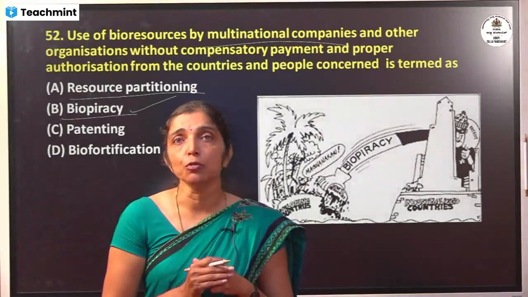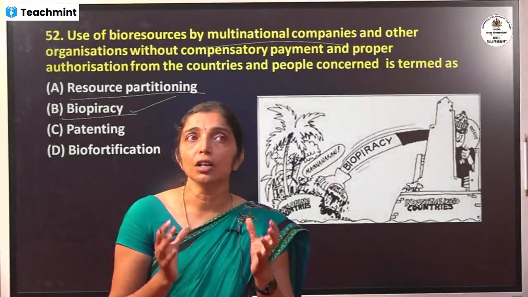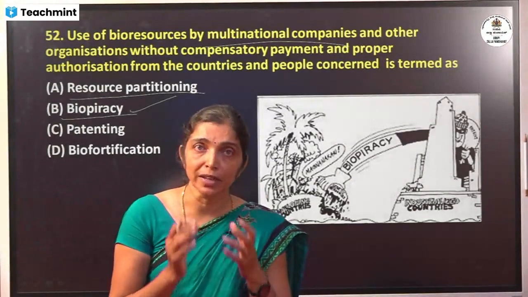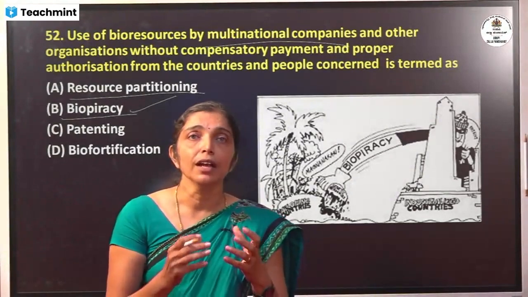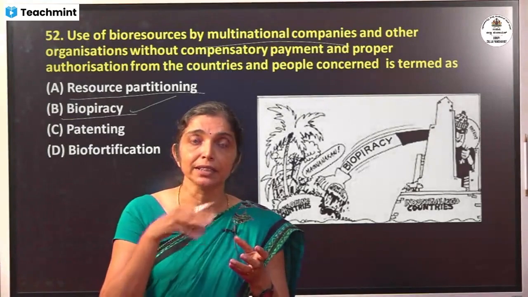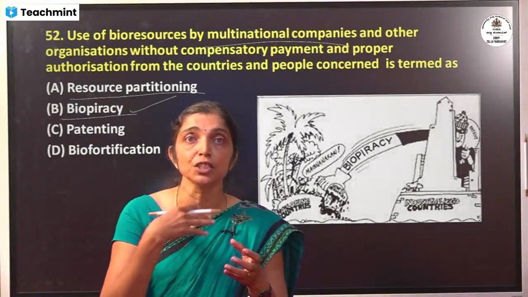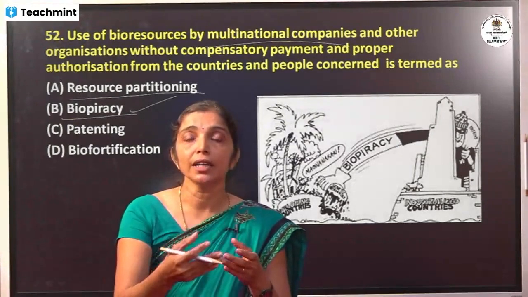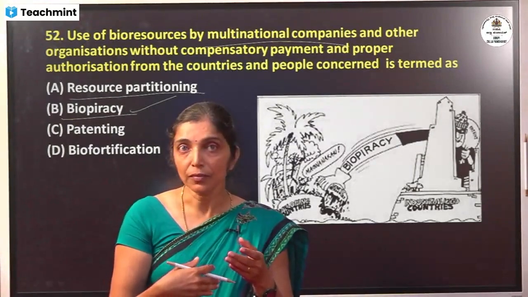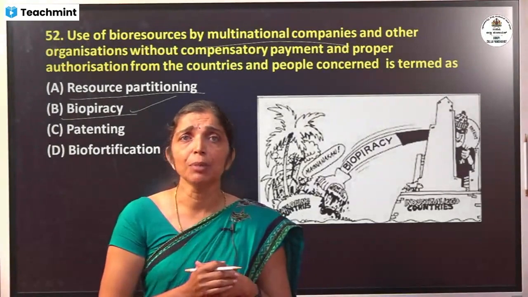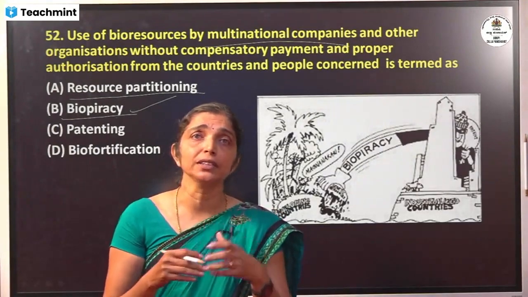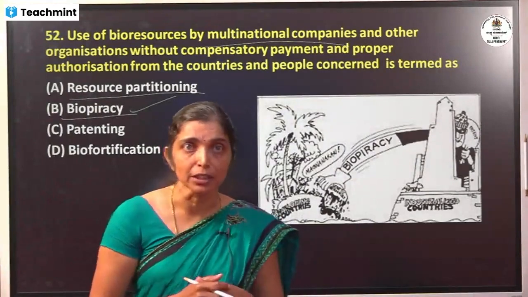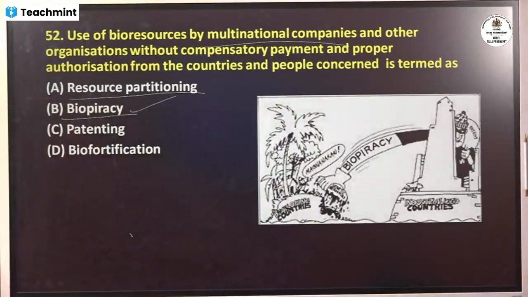So patenting, what do you mean by patenting? Someone has invented something or done something, they can get the patent, saying that this is mine. They have to go and register themselves and say this is mine. Nobody can use this unless they have a permission from me. Okay, this is what patenting is. And biofortification is a process of enhancing the nutrient content of the crop plants. So which is the one where the multinational companies and organizations try to steal from the countries? It is your biopiracy. Answer is B, biopiracy.